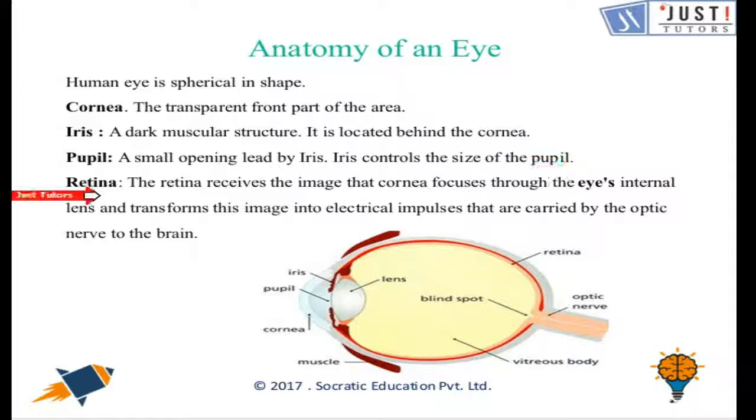So when we talk about the retina, the retina receives the image that the cornea focuses through the eye's internal lens and transforms this image into electrical impulses that are carried by the optic nerve to the brain.